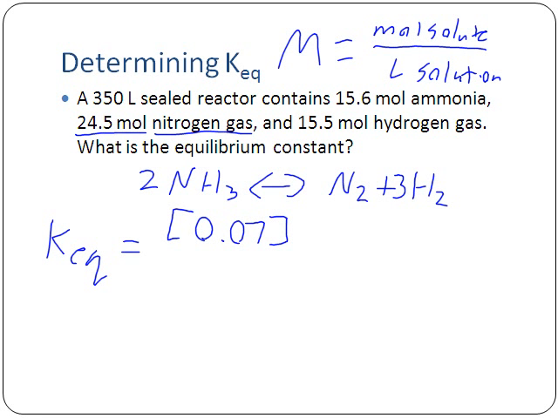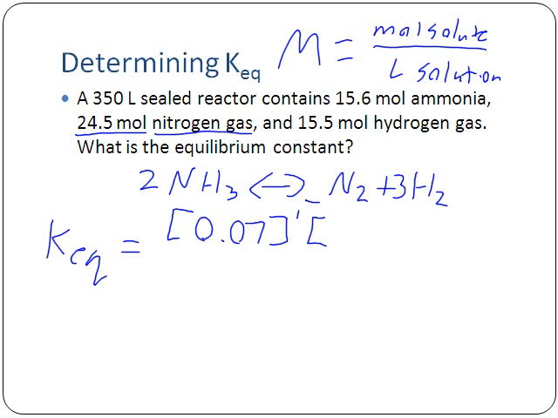For my nitrogen in this case, the nitrogen doesn't have a coefficient, so it's just going to be to the first power, or you can just ignore that if you want to, because its first power is the same thing as just the 0.07 by itself. The next one right here is the H2, the hydrogen here.